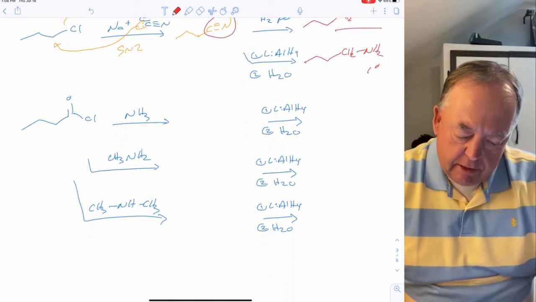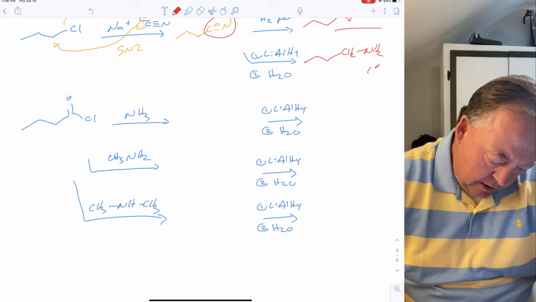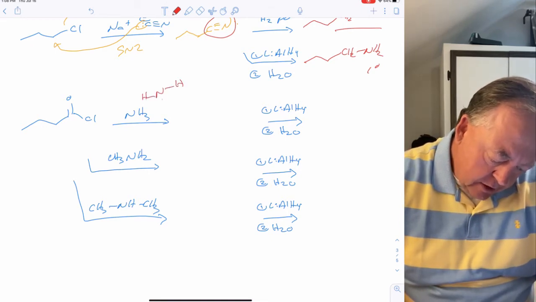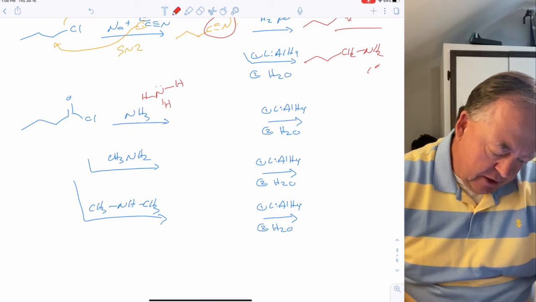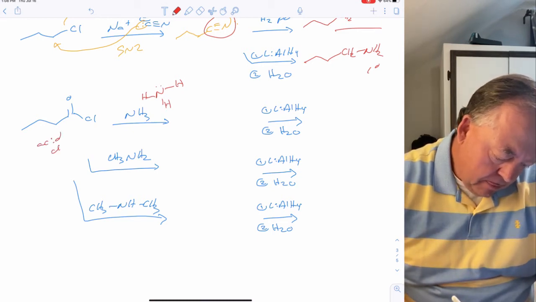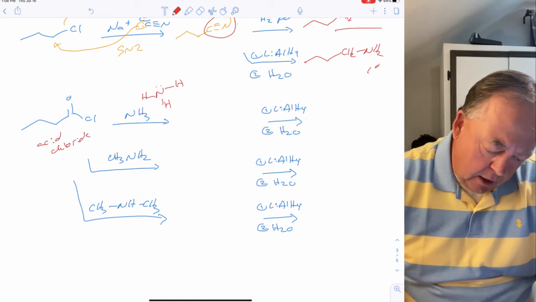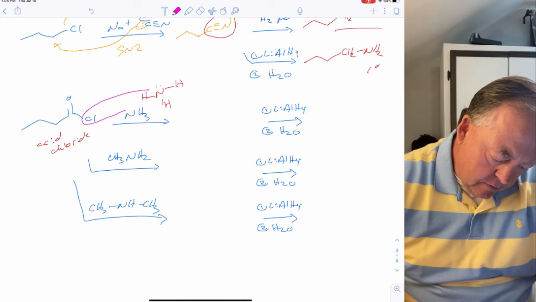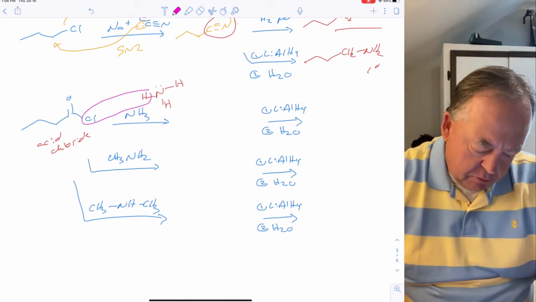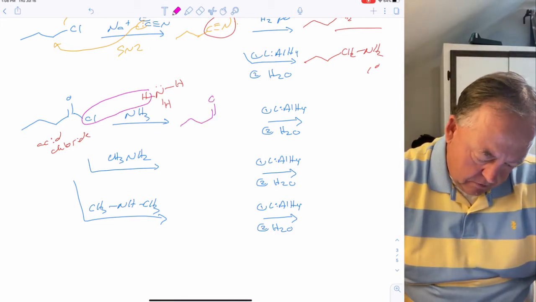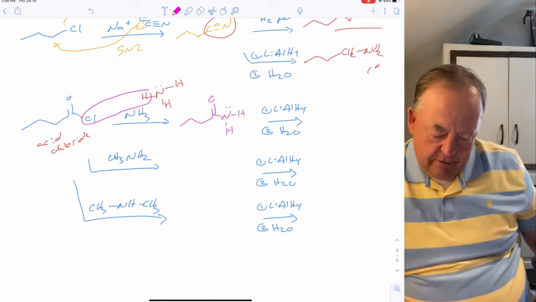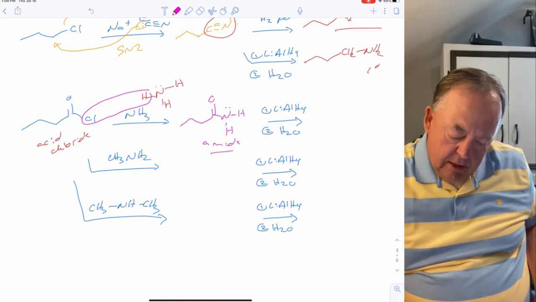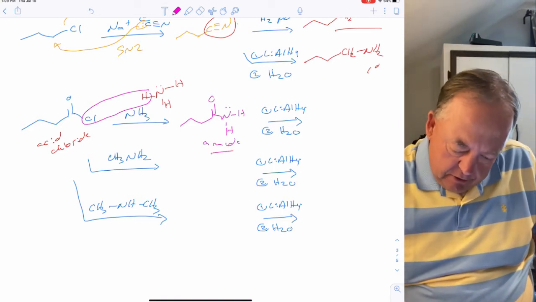So it is possible to make secondary and tertiary amines as well. This is a reaction we'll look at in more detail in chapter 21. But if you take an acid chloride with an amine, then this will lose HCl, and then nitrogen will end up in its place. So you would make that amide, and then once you have an amide, you can reduce it.